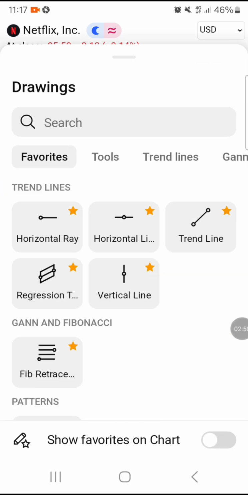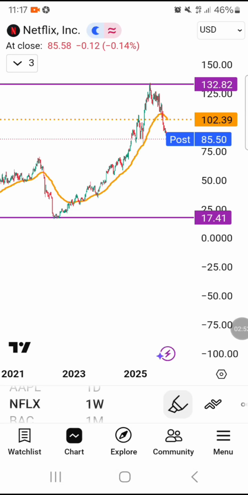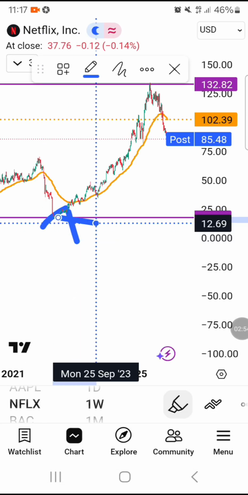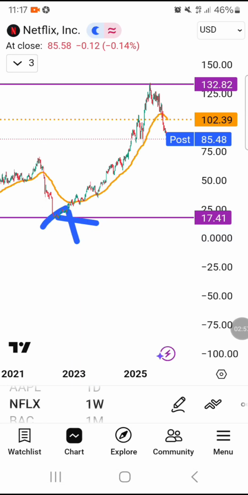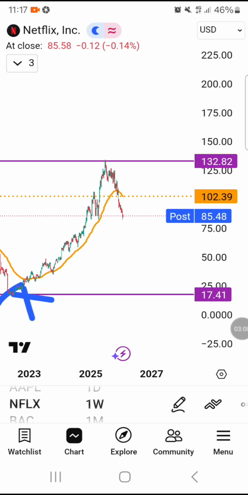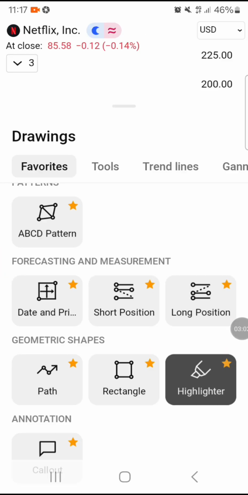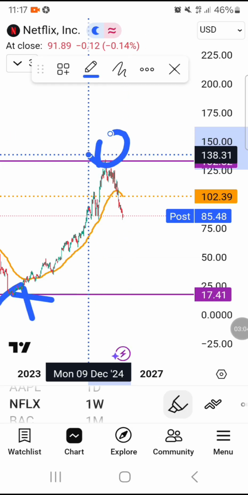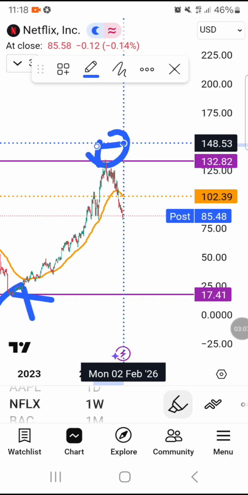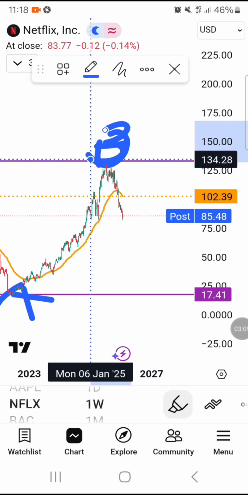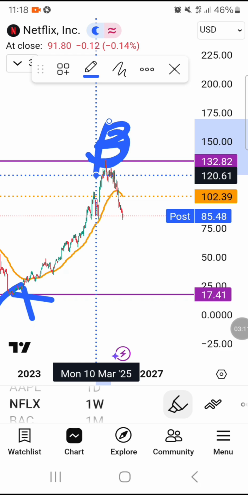So now we label this place as point A. Here is point A, and up here is our point B. We label this place as our point B. Do you get? This is our point B, right? Now we are targeting point C.